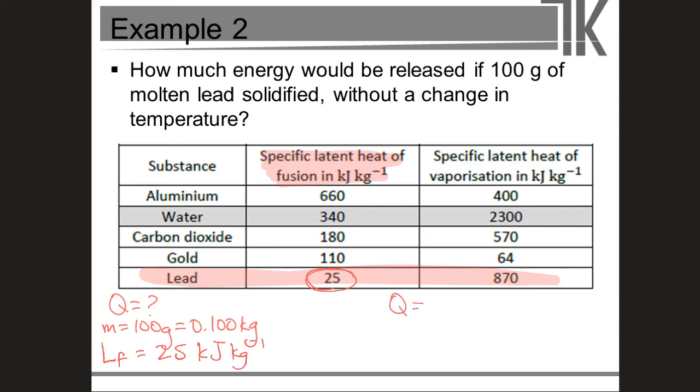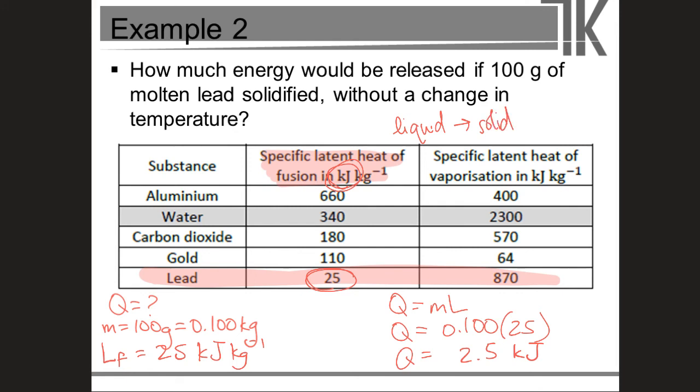We're writing in our equation Q equals ml and plugging our information in, 0.100 times 25, putting that into our calculator or your mental maths, and we get an answer of 2.5 kilojoules. Again, being careful with that unit that we've got kilojoules in our specific latent heat of fusion there. Now, technically speaking, this one is going from a liquid to a solid, which means it's releasing energy.